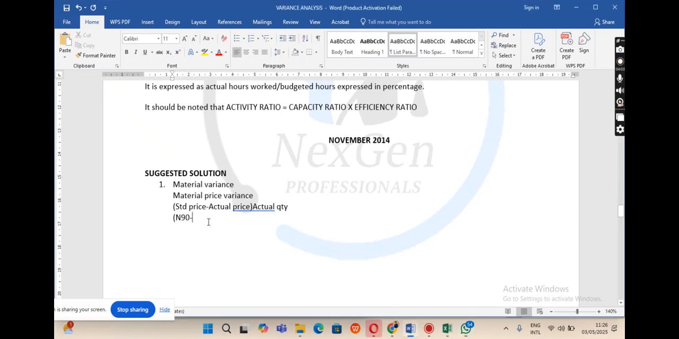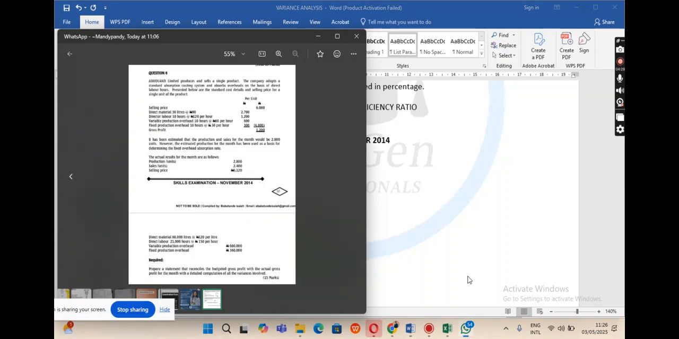So 120. Now, is this favorable or adverse? Adverse, right? Because we set a standard of 90, you now spend 120. That is adverse. So what is the actual quantity from the question? 88,000.